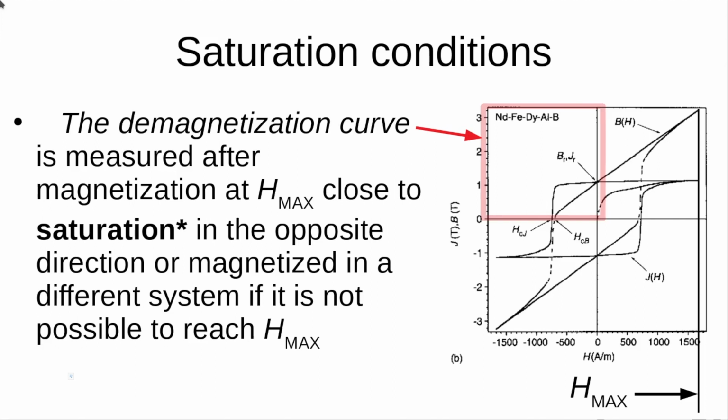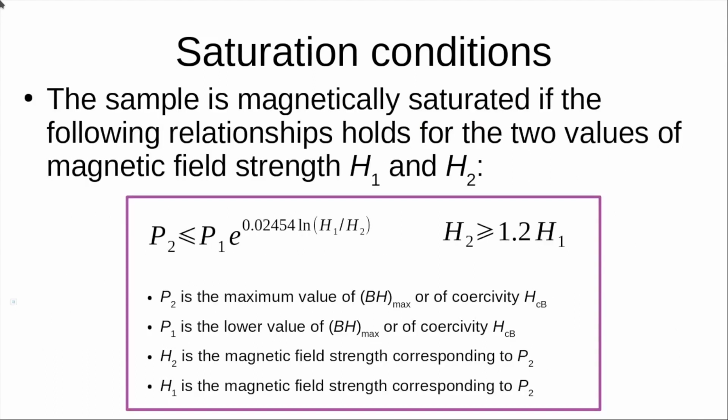The demagnetization curve, that is the second quadrant of the hysteresis loop, shown in the red square, is determined after bringing the sample to the maximum magnetizing field. The criterion to determine the value of this maximum magnetizing field is the determination of the magnetic saturation of the sample. The definition of magnetic saturation is formulated by these conditions.